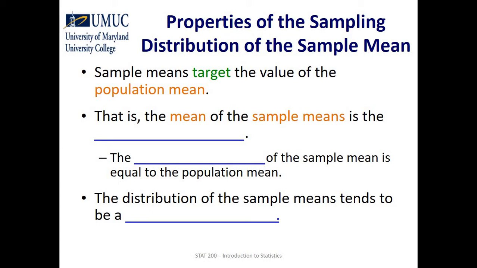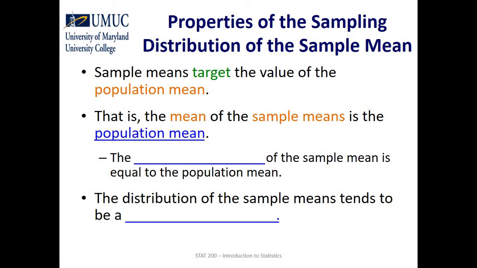Now, before we go into more definitions, we're going to talk about the probability of the sampling distribution of the sample mean. Sample means target the value of the population mean. This is important. This is saying that the mean of the sample means is the population mean, or it targets. In other words, instead of saying it targets the population mean, it'll be very close. Okay, there's a lot of means in there. That's just a mean sentence. The mean of the sample means is the population mean.